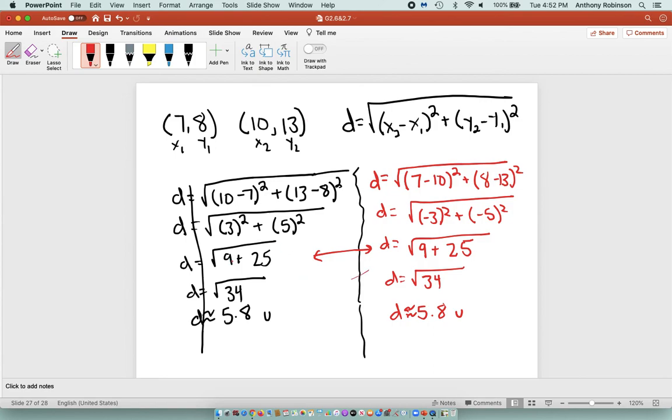When you get to this step right here, after you square those values, they should all be positive. So if you see a negative value here before you find the sum, you made a mistake. Think about what you did wrong, and chances are you just need to make it positive.